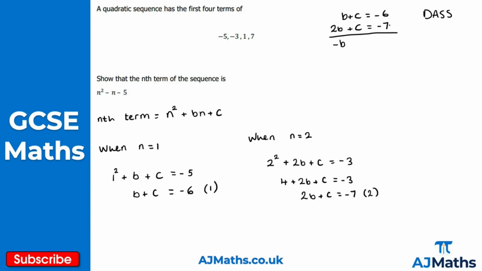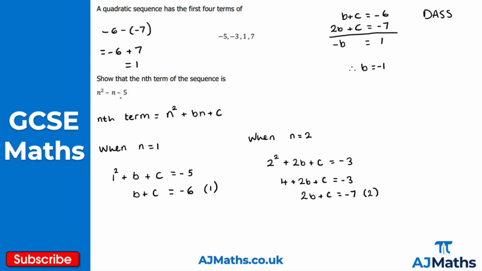And then I've got minus 6 minus minus 7. So do take care there. So minus 6 minus minus 7, that's the same as minus 6 plus 7 there, which would give me 1. So I get that minus b is equal to 1. In that case, then, if I want b here, that would simply be minus 1. Okay. And that matches what we've got here for our nth term.